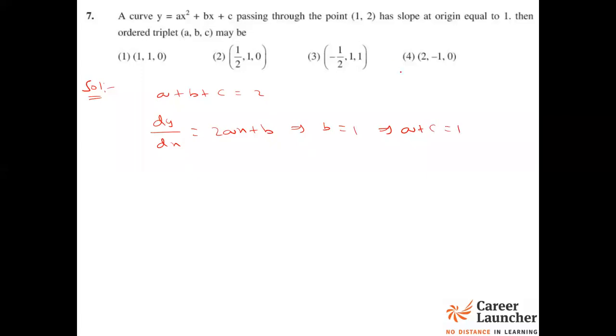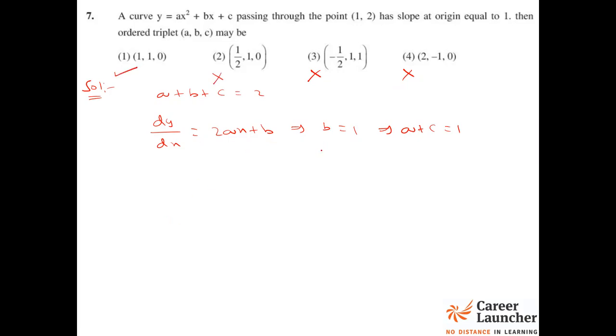So we got b is equal to 1. We can eliminate that. We can say that option 4 cannot be the answer. We got a plus c is equal to 1. So option 3 cannot be the answer. Option 2 cannot be the answer. So the only possible answer will be option 1.